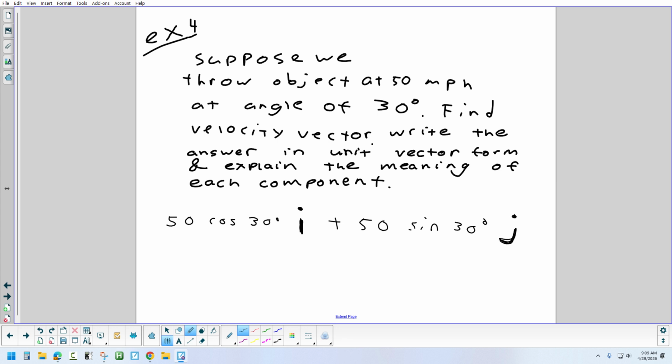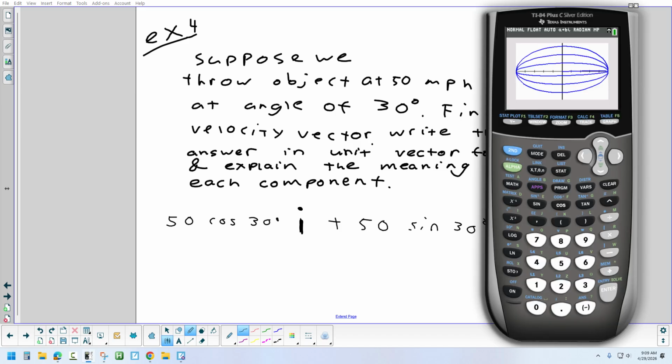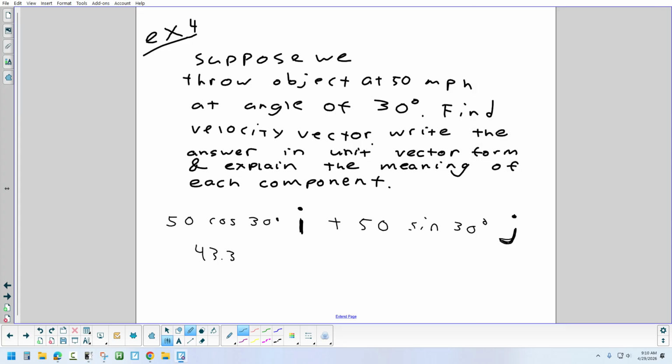Okay, so we use our calculator to figure those out. So 50 cosine 30, I'm in radians, so we're going to make sure we switch back to degrees. That gives us 43.30, go two decimals, I. And then 50 sine 30, that's going to be 25J. You type it in if you're not sure, but that's what you'll get.